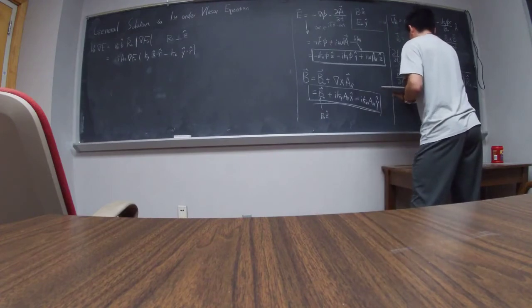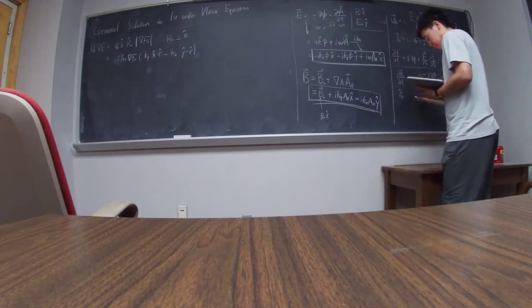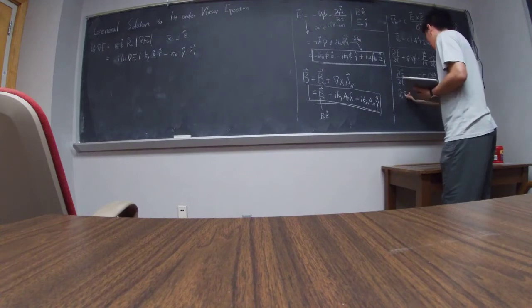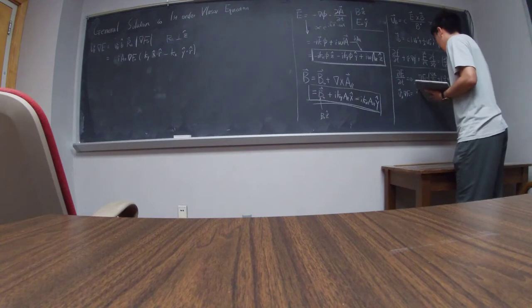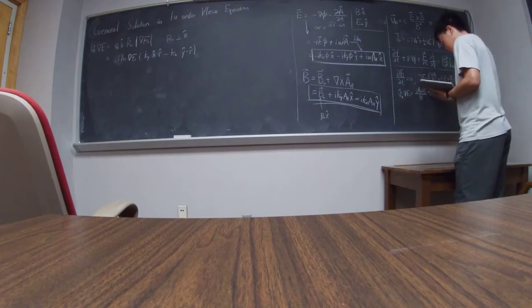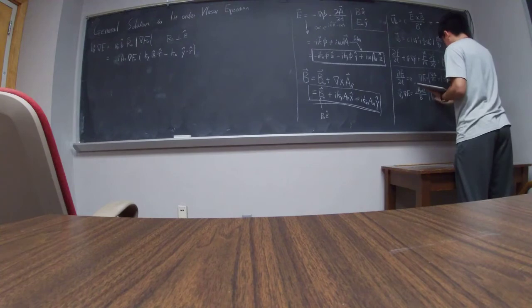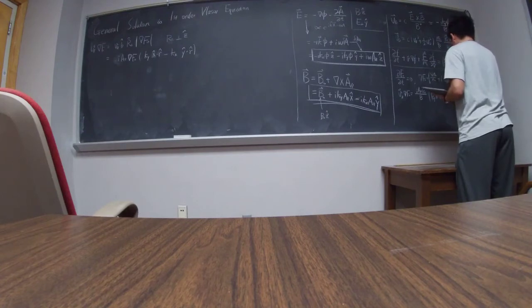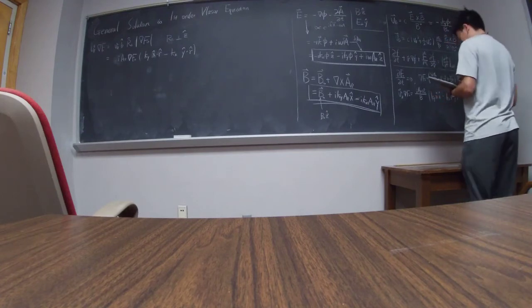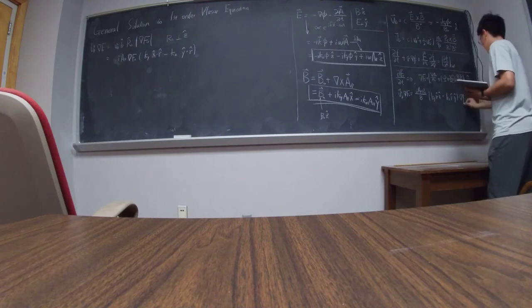Then v parallel del f naught is i A parallel v parallel B, k_y R X minus k_x Y del f naught.